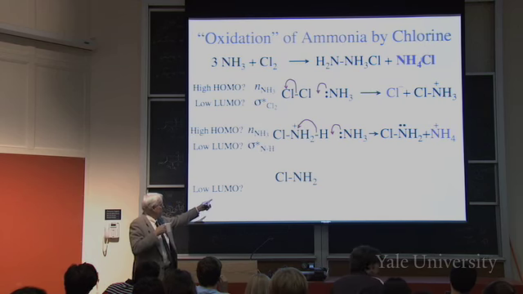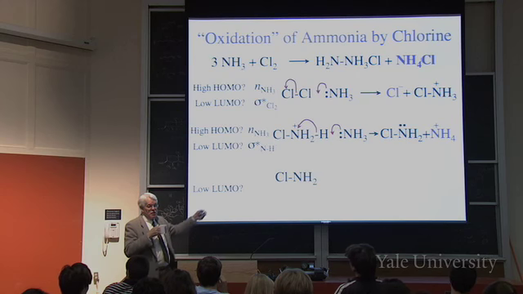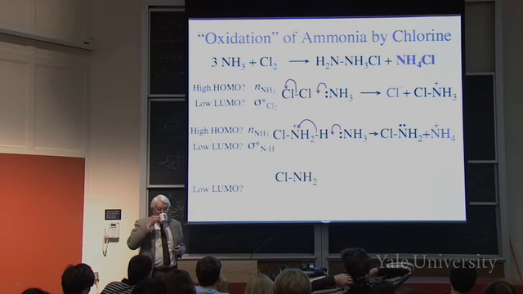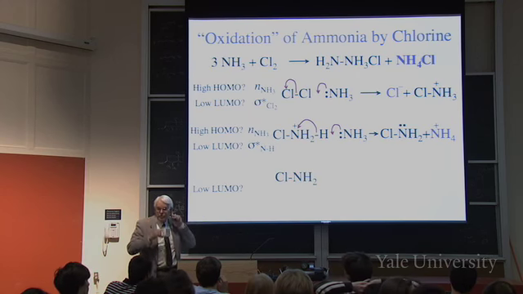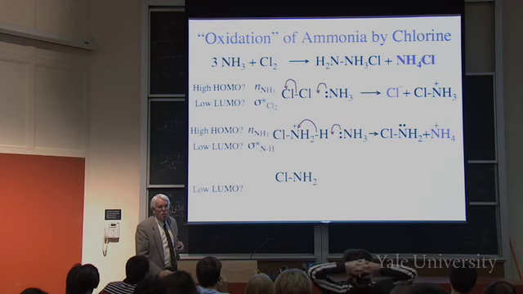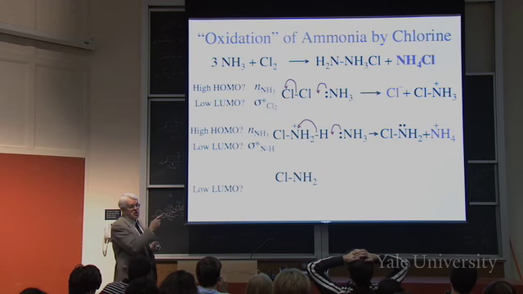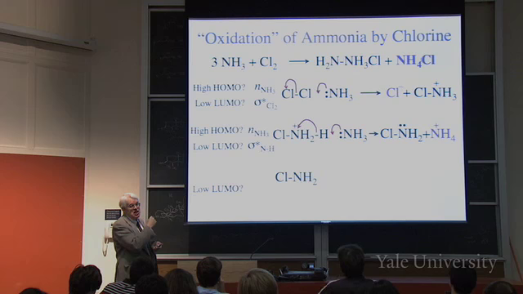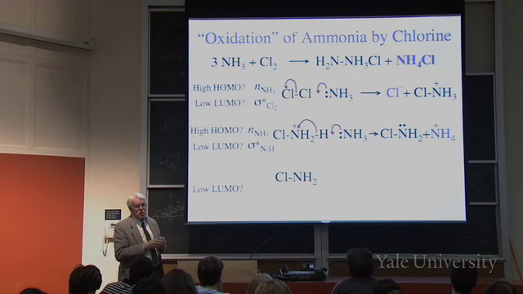No, the p orbitals are filled with electrons here, right? So they're not vacant. Sigma star. Which sigma star? You have NH sigma star and you have NCl sigma star. Which one do you think's lower?